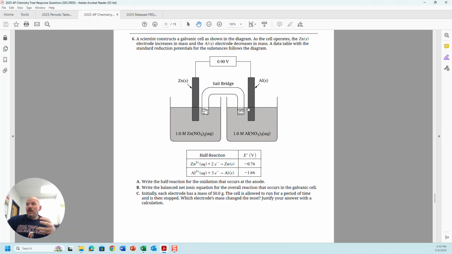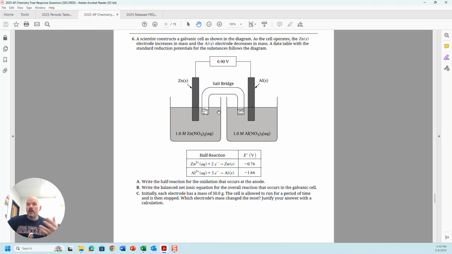At the same time, the aluminum atoms in this piece of metal are going to release their electrons and then dissolve into solution as aluminum 3 plus ions. So this electrode is going to lose mass. So the aluminum is going to lose mass because Al is becoming Al3 plus in the solution. And this electrode is going to gain mass because the zinc 2 plus, as it's being reduced, is going to plate onto this piece of metal. So the zinc's going to gain mass and the aluminum is going to lose mass.